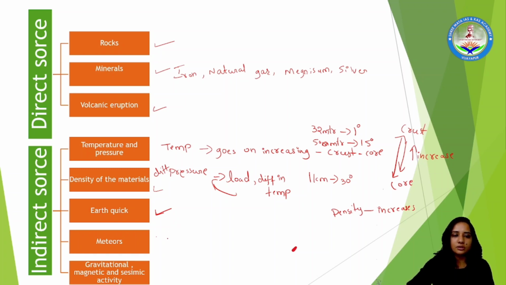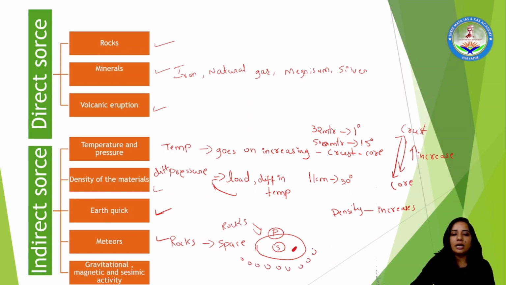Next is meteors. Meteors are nothing but rocks. Why do we call them meteors then? Because they are present in space, not in the interior part of the earth or on its surface. Meteors are rocks which revolve around the sun in the manner the planets revolve, and these meteors are not able to become a part of the planets. Due to that reason, they remain rocks revolving around the sun.